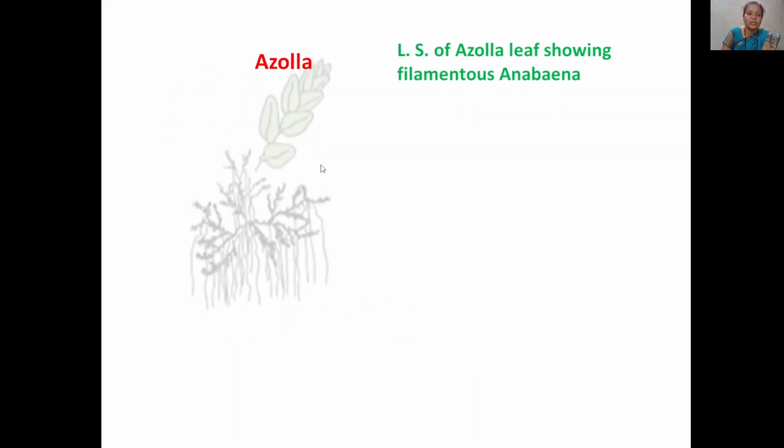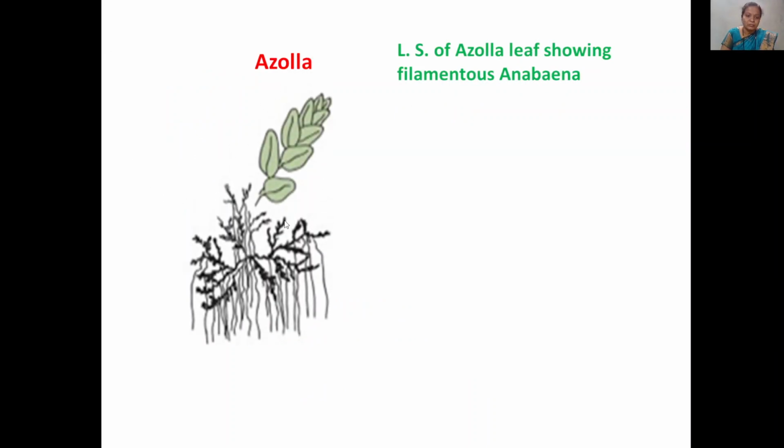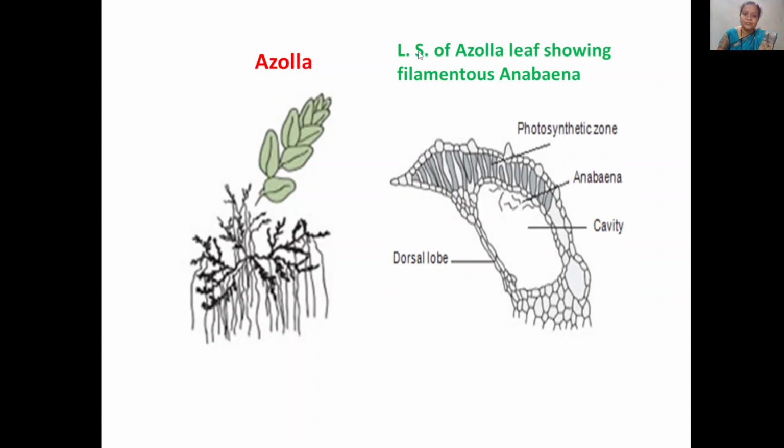Here we see the Azolla plant. LS of Azolla leaf showing filamentous Anabaena. Here, Anabaena is present. In the longitudinal section, here we see a cavity. This is the dorsal lobe. Photosynthetic zone, see here, and here Anabaena is present.